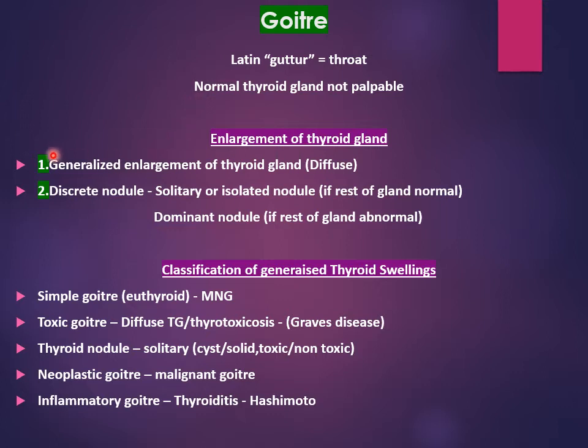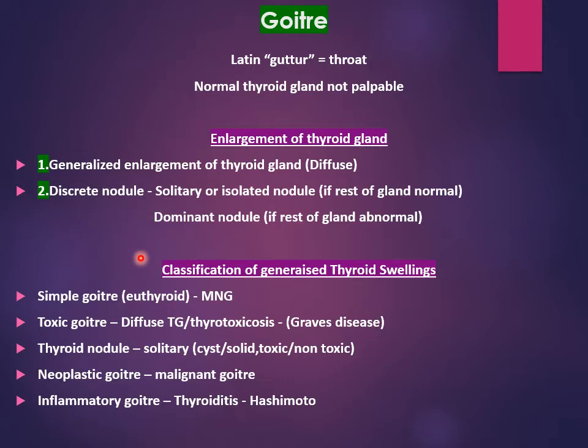There are two types of enlargement of the thyroid gland, or goiter. It is either a general enlargement of the thyroid gland, called diffuse goiter, or a discrete nodule, that means a nodular goiter. It can be a discrete, solitary or isolated nodule, and the rest of the gland is normal. Or it can be a dominant nodule in a multinodular goiter, where the rest of the gland is abnormal.